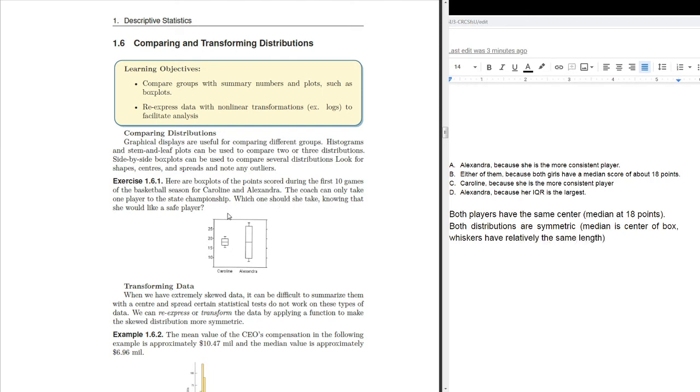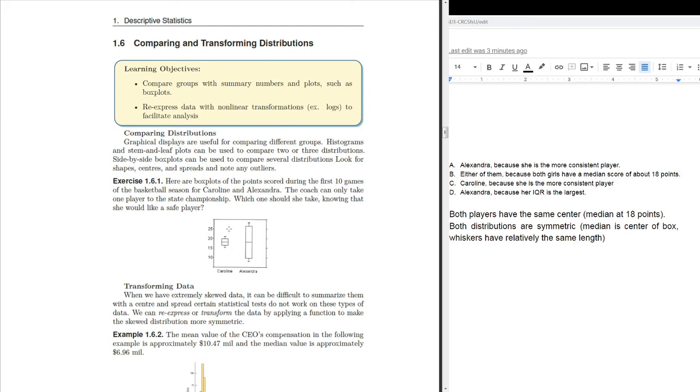So what's different between their box plots is their spread or their variation. We see from Alexandra that she has the larger spread or the larger variation. So if we want to pick a player that is safe or is more consistent, then we want to choose the player that has the lower amount of spread.